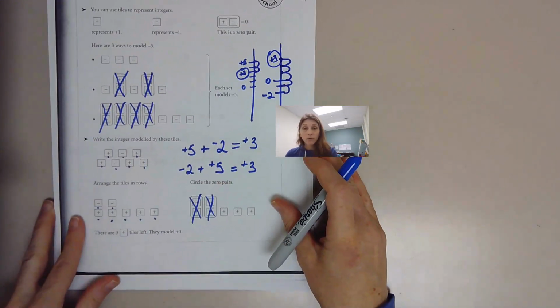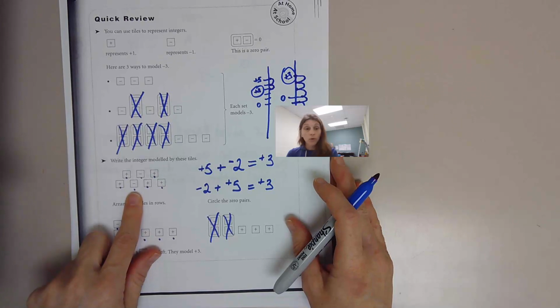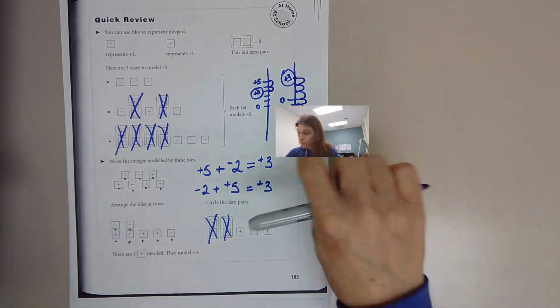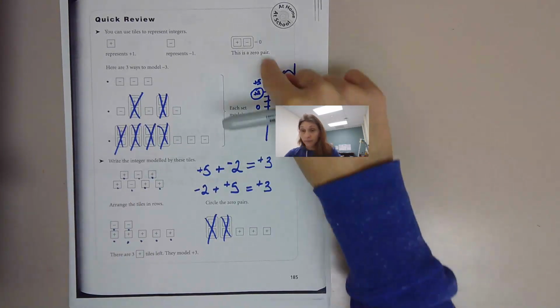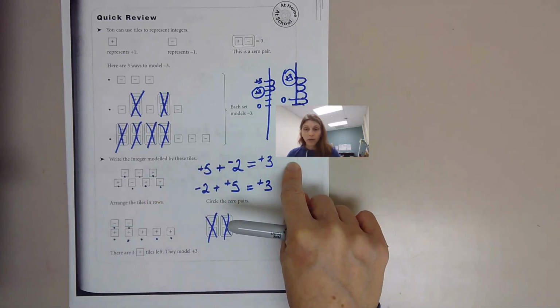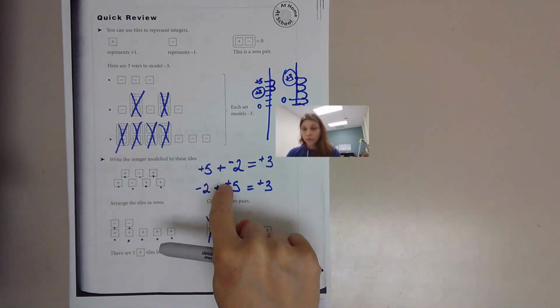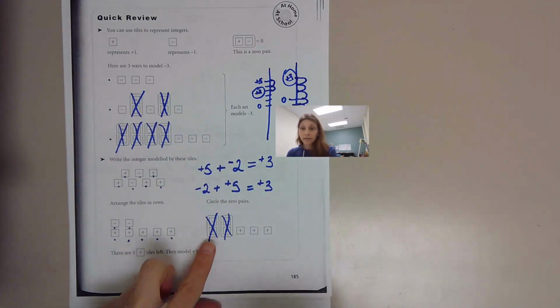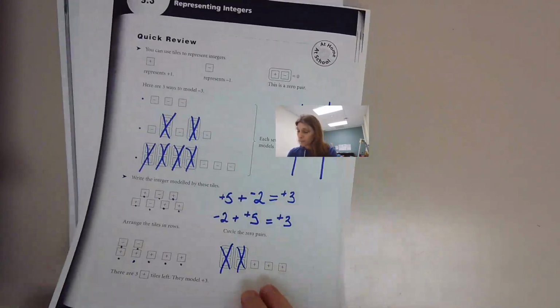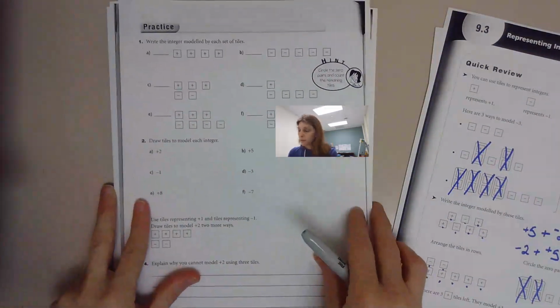Okay? Different ways you can do this. You can use your tiles. You can use number lines, either vertically or horizontally, whatever works for you. And once it makes sense in your brain, start using just the negative and positive integers. Okay, so a little bit of practice.